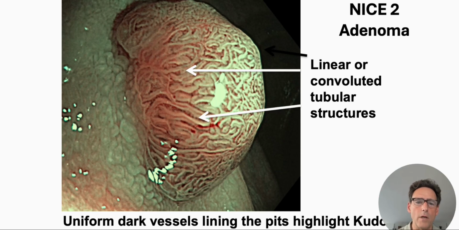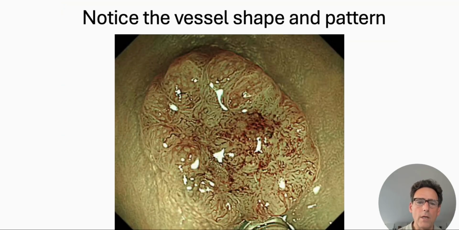Look at this adenoma, a NICE 2 lesion, with uniform dark vessels highlighted with narrow band imaging and near focus, surrounding the normal pits that are Kudo type 2L, classic for a tubular adenoma. Now look at the shape of the vessels and the pattern of the vessels in this advanced polyp. You see here the vessels are very, very thick. They're in disarray, disorderly in this area.